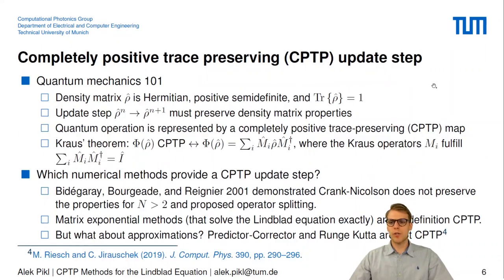Now the question arises, which numerical methods provide such an update step? Bidegaray and her co-workers in 2001 demonstrated that Crank-Nicolson does not preserve the properties for systems where n is bigger than 2. Here n is the number of levels, and they proposed operator splitting. We know that matrix exponential methods that solve the Lindblad equation exactly are by definition CPTP. And what about approximations? We know that predictor-corrector methods and Runge-Kutta are not CPTP.